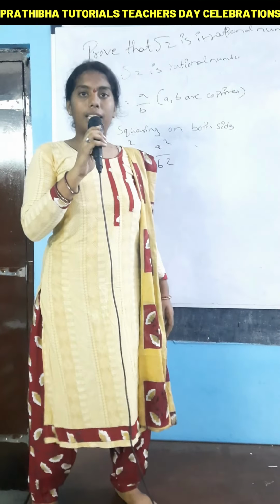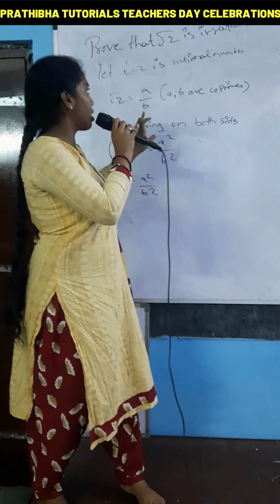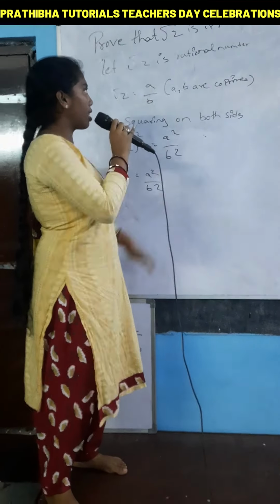Today we are going to discuss that root 2 is an irrational number. Let root 2 be a rational number.